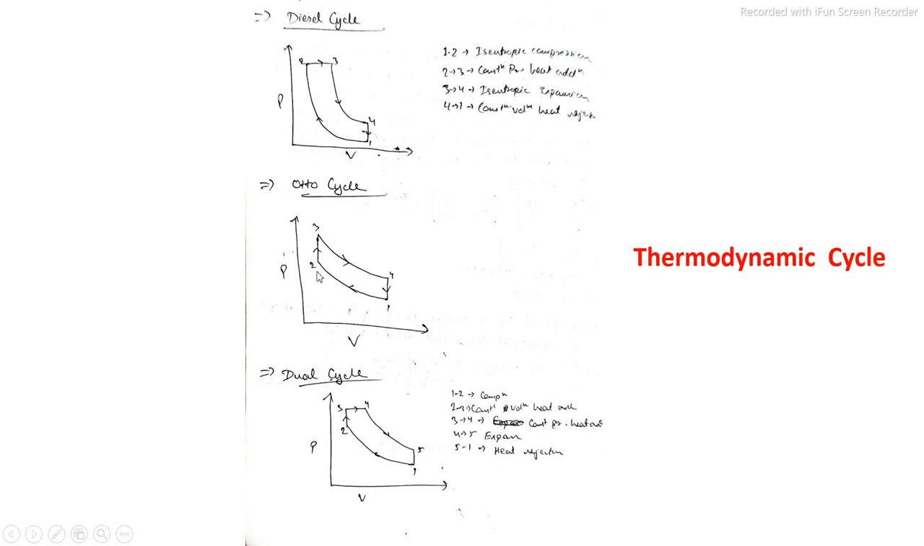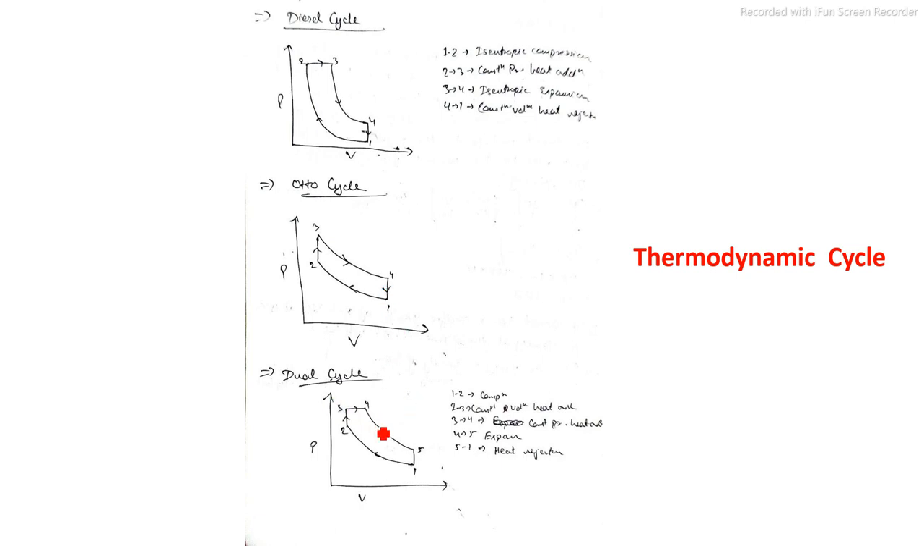Similarly, in the Otto cycle, 1 to 2 is isentropic compression, then 2 to 3 is heat addition but at constant volume, then 3 to 4 is isentropic expansion, then 4 to 1 is heat rejection at constant volume.